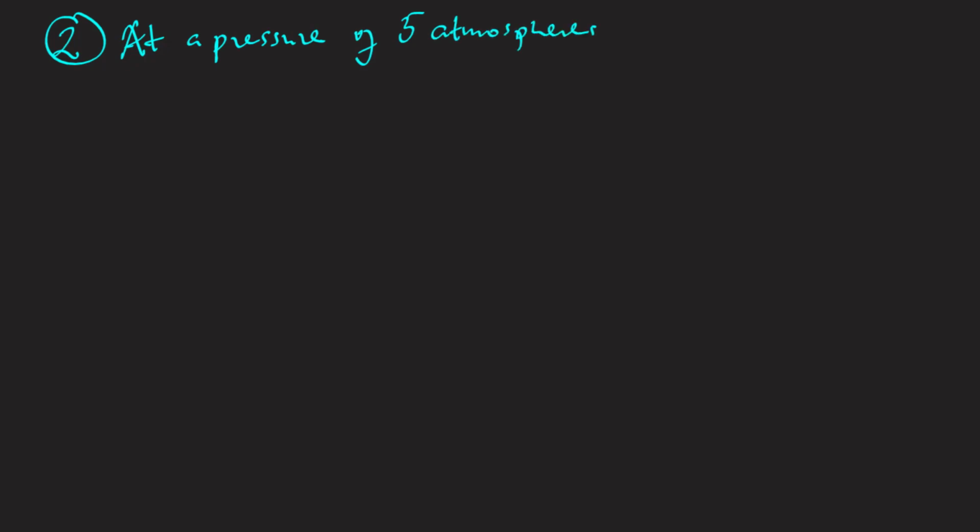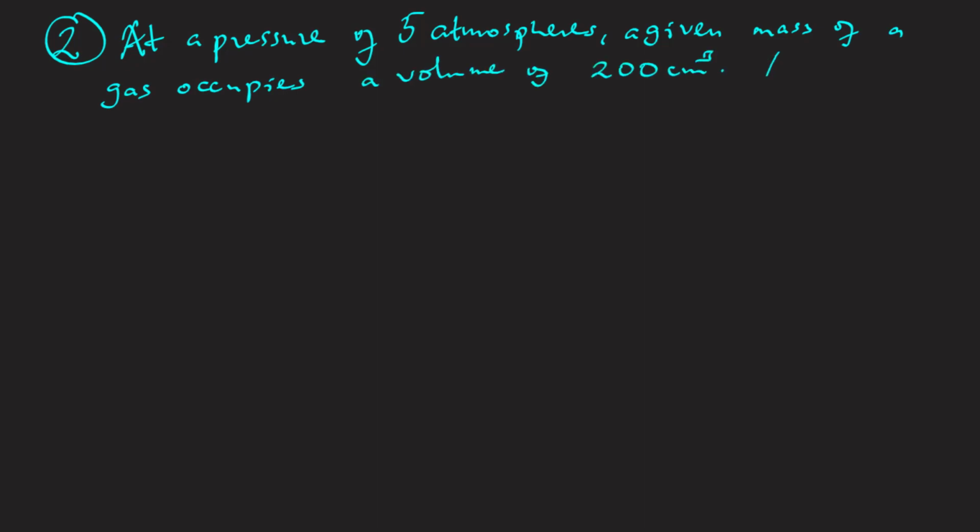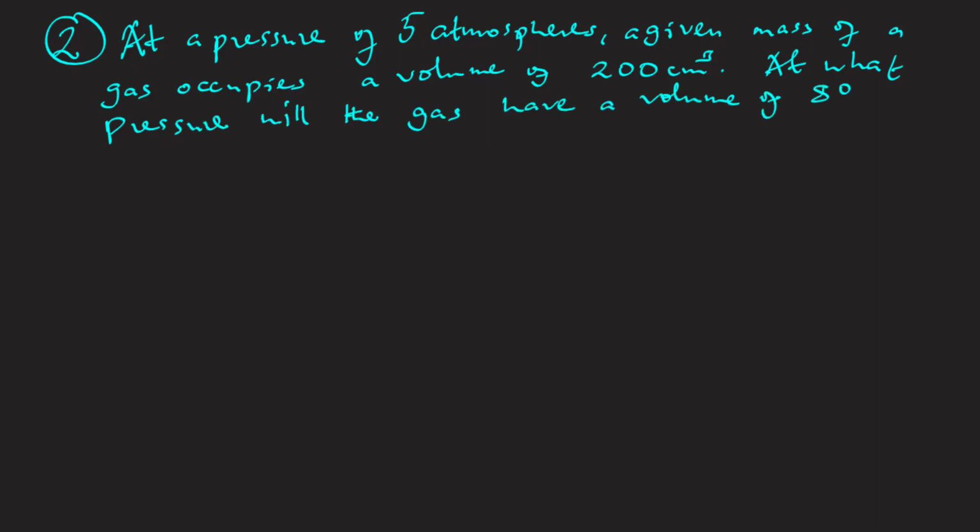At a pressure of 5 atmospheres, a given mass of a gas occupies a volume of 200 cubic centimeters. At what pressure will the gas have a volume of 800 cubic centimeters? Solution. As we have said, whenever you have such a question, kindly extract the values as you read the question. So let's go through it.